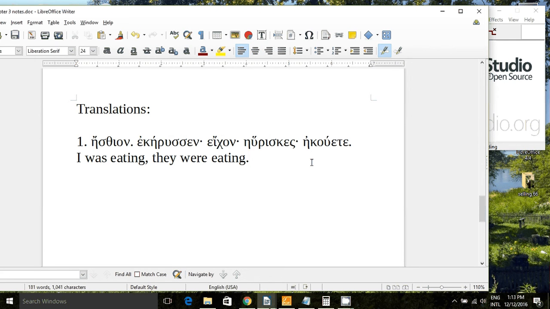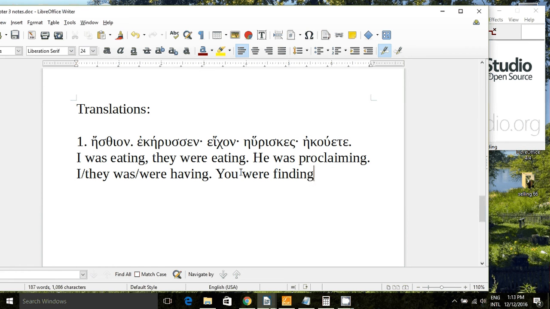Ekerusson, you can see that comes from the word kerusso, so that's third person singular. He was proclaiming, I should say, because it's imperfect. Eichan, that's either I or they. Was or were, having, from echo. Heuriskes, that's from heurisko, I find, so this is you were finding. And ekouete, y'all were hearing.